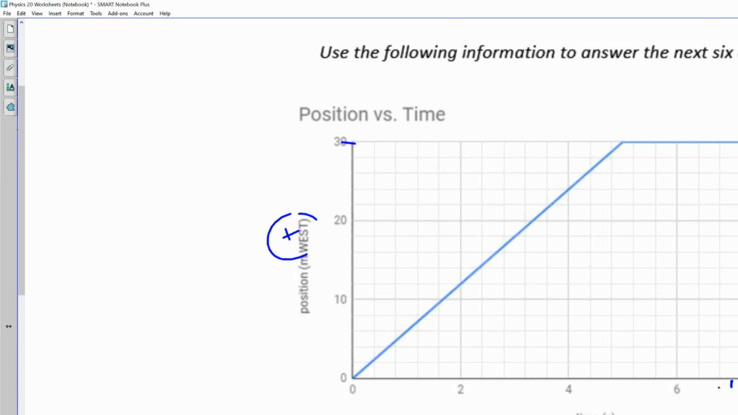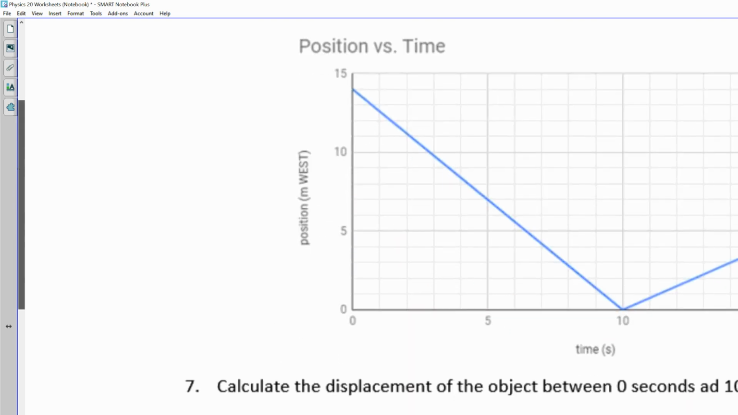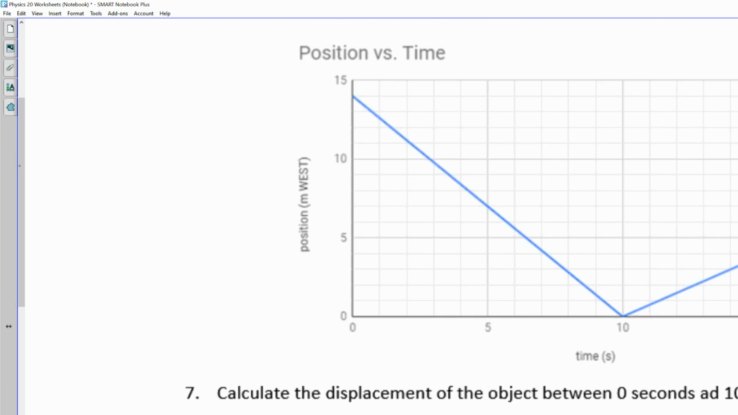Okay, let's look at 6. Ooh, different shape here. Down and then up. What's the displacement between 0 and 10 seconds? Displacement is change in velocity, right? Peyton, sorry, change in position. Peyton, do you remember how to find position on a position-time graph? Yeah, you just look. That's right. And displacement is the change in position, right?